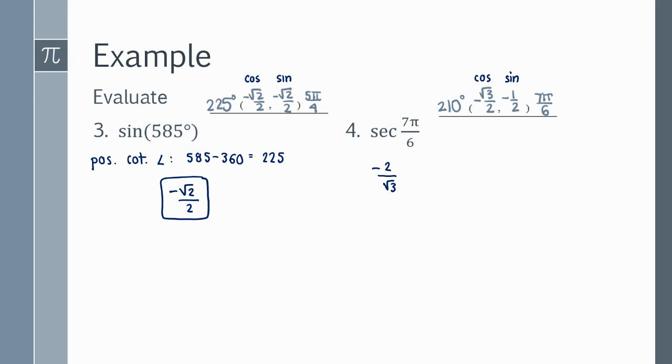Notice that this cannot be my final answer because I don't want a square root in my denominator. So I'm going to rationalize by multiplying the top and the bottom by the square root of 3. So that gives me negative 2 root 3 on the top, and it'll give me 3 on the bottom. I can't simplify that any further, so that is my final answer.